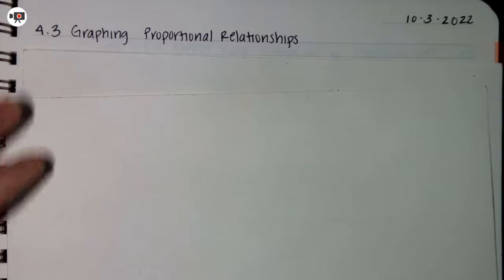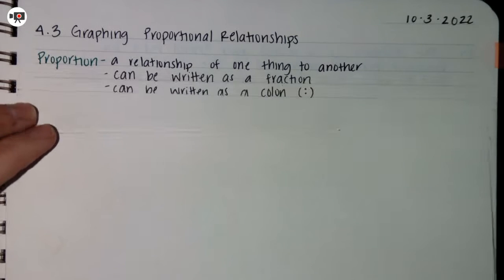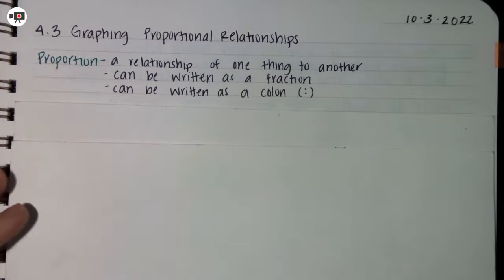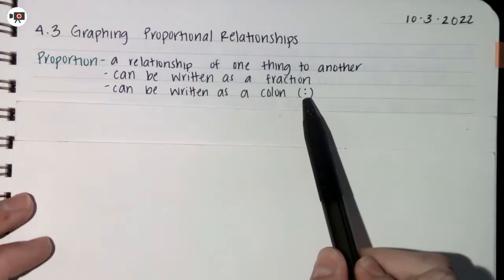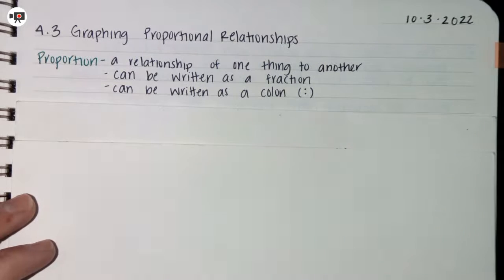This is 4.3, Graphing Proportional Relationships. A proportion is a relationship from one thing to another. So it'd be like $3 for every pen. We could write that as a fraction, 3 over 1, or we can write it as a colon, which is this symbol. We would say 3 to 1.